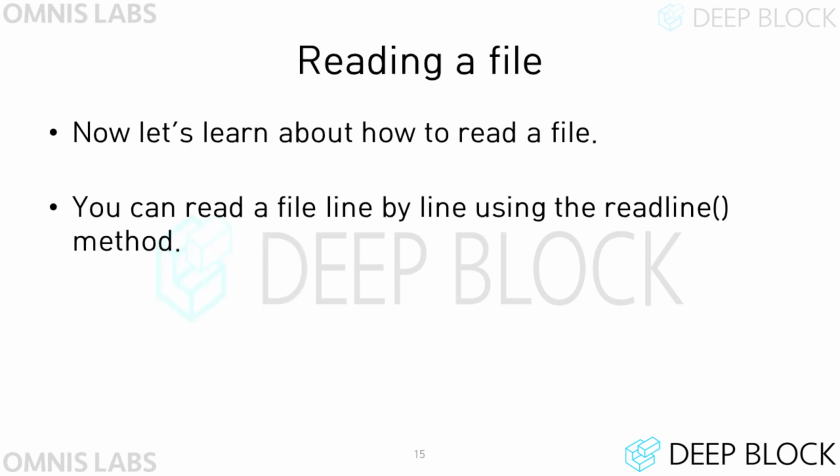Now, let's learn how to read files. First, let's open the example.txt file we created earlier. You can read a file by passing 'r' as an argument to the open function. By calling the file object's method readline, we can read the text of the file line by line.